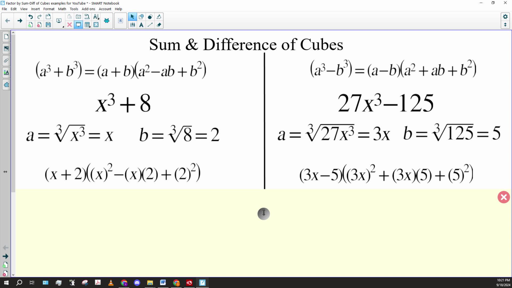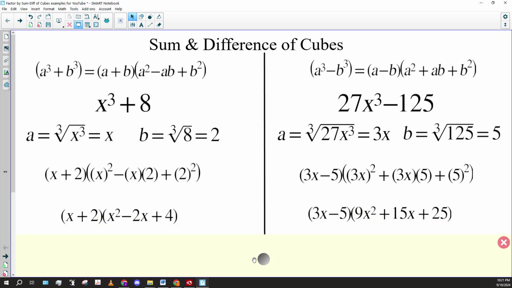So everywhere we see an a in our formula, I'll change it to a 3x. And everywhere I see a b, I'll change it to a 5. So we start off with a minus b, so 3x minus 5. And then a squared, 3x quantity squared, plus a times b, which is 3x times 5, plus b squared, 5 squared. And then I just simplify. Now this is the part you've got to worry about right here. 3x quantity squared means 3x times 3x, or 9x squared. 3x times 5 is 15x, and 5 squared is 25, and there is your factored form.